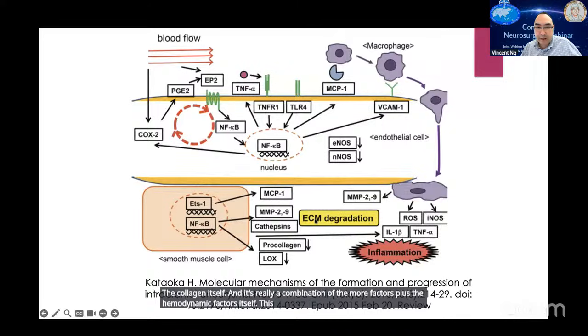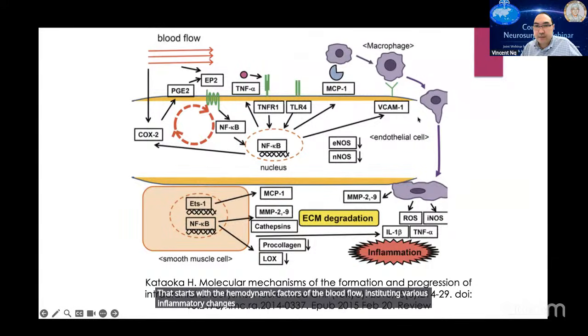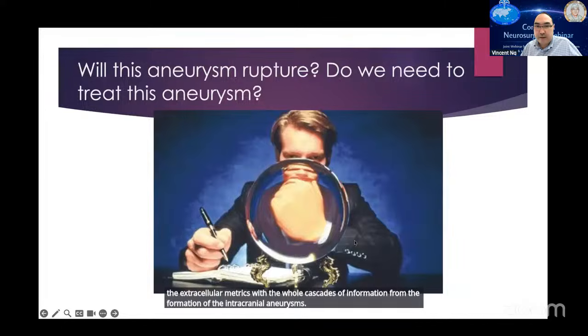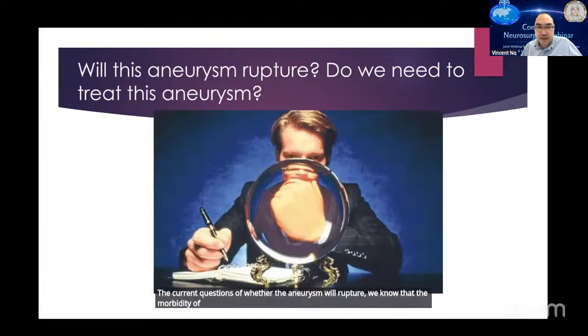This was very well illustrated by Professor Takaoka on the actual pathology that starts with the hemodynamic factors of the blood flow, instituting various inflammatory changes that are orchestrated through the endothelium cell itself, with the subsequent degradation of the extracellular matrix, with the whole cascade of inflammation from the formation of the intracranial aneurysms. The current question is whether the aneurysm will rupture. We know that the morbidity of an aneurysmal rupture is significant.